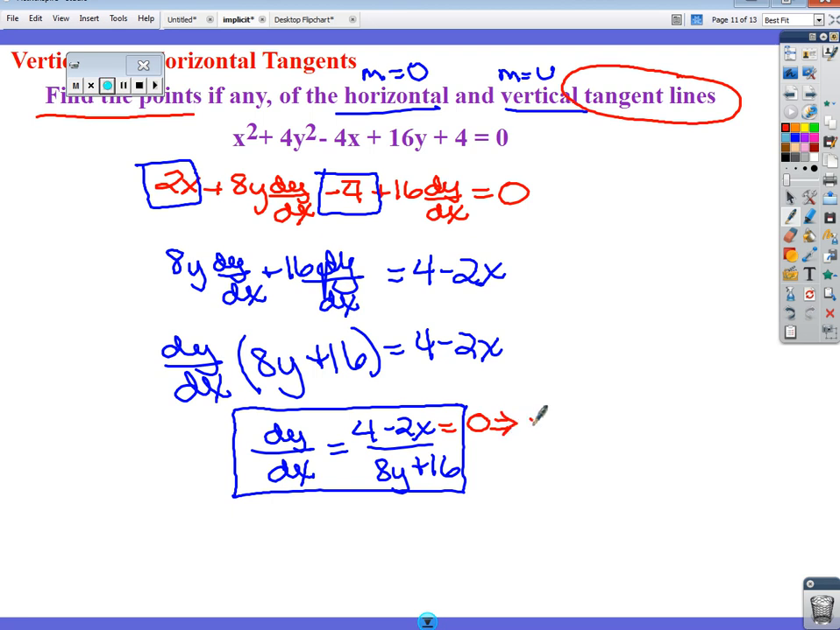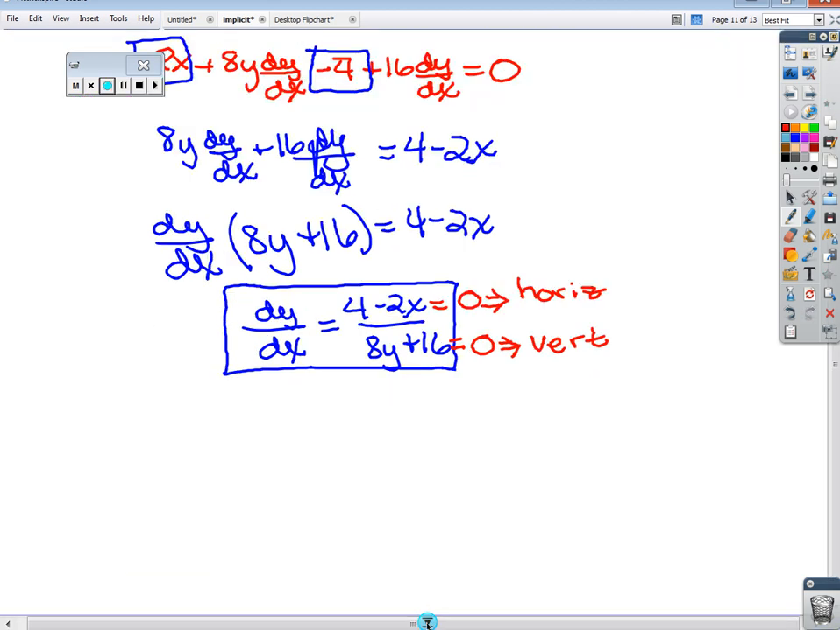at which I have a horizontal tangent line. If I set the denominator equal to 0, that means the whole fraction is undefined. Therefore, if I just use the denominator equal to 0, that's going to give me the values where I have a vertical tangent line. So now I'm going to go ahead and find those values.